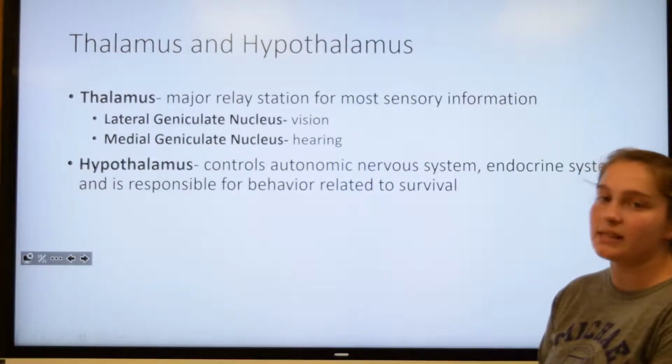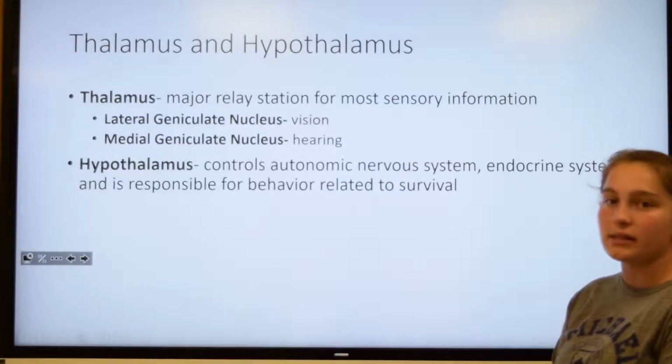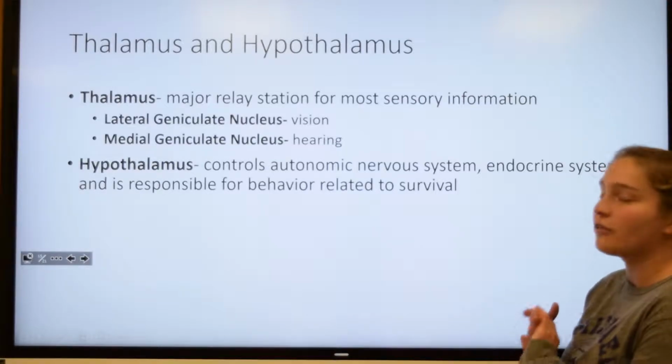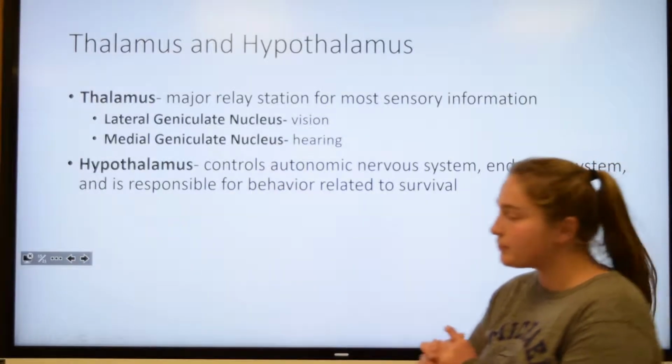Right below the thalamus is the hypothalamus. The hypothalamus controls the autonomic nervous system, is responsible for our fight or flight response, so our survival behavior, as well as the endocrine system.